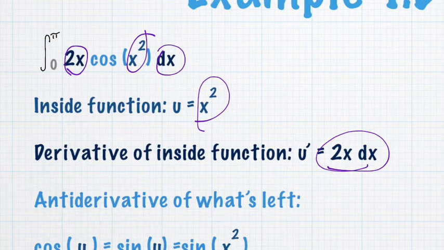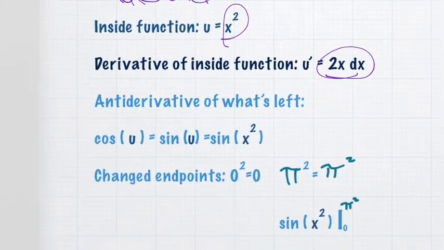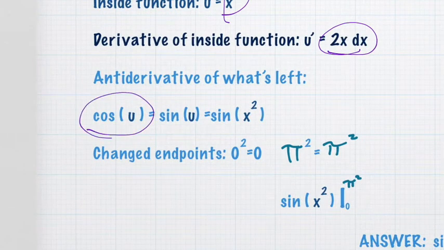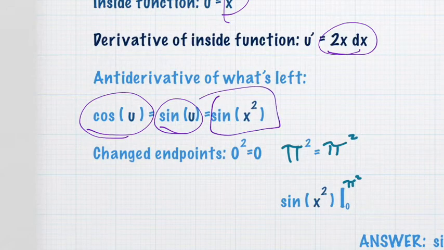So those are gone. We're left with cosine of u. Finding the antiderivative of cosine u is sine u. So you plug in the x, and you get sine x squared.